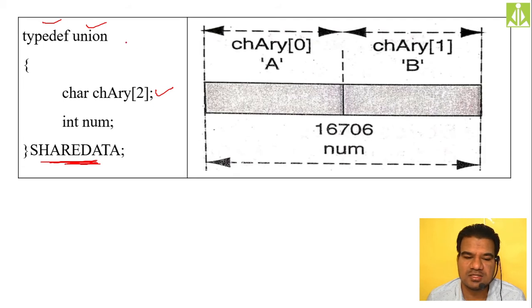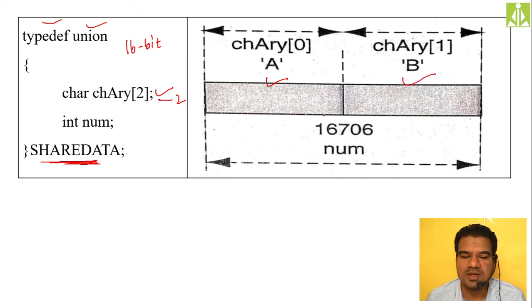I'm considering this as a 16-bit compiler. So 16-bit means the character array will take 2 bytes, and the integer variable will also need 2 bytes. You can simply see this entire portion here: this is the first byte and this is my second byte.